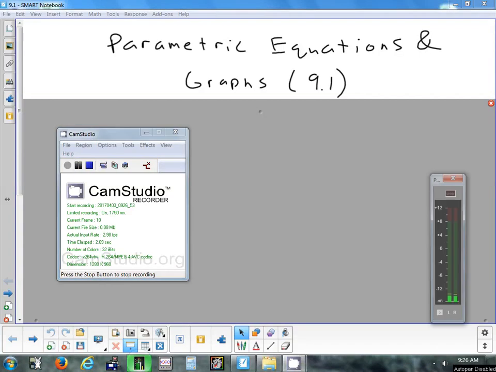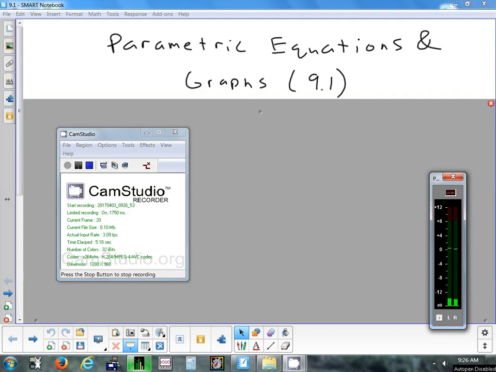All right, so chapter 9, we're going to take a look at three sections, 9.1, 9.2, and 9.4. 9.1 and 9.2 are related. 9.4 is kind of its own separate thing, but we'll look at that. It has to do with conic sections.